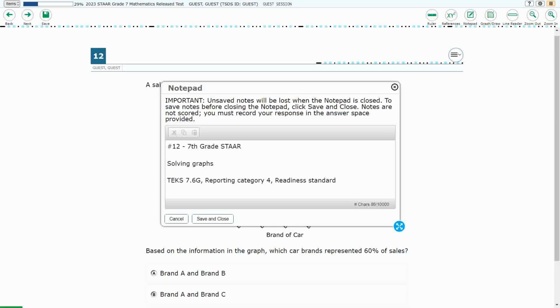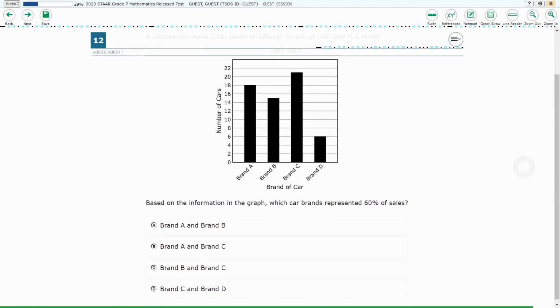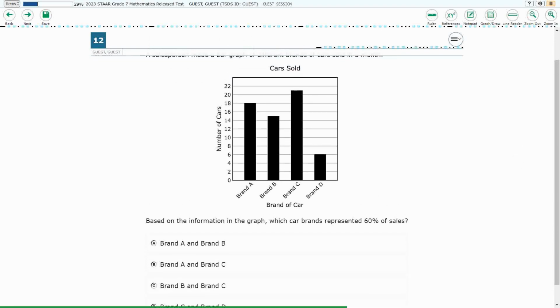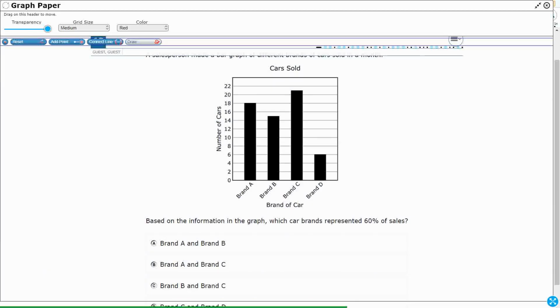For number 12, we are solving graphs. This is a readiness standard in reporting category 4, TX 7.6G. So it looks like a pretty simple bar graph, but look at what we're asked to do here. We need to find car brands that represent 60% of the sales. So first, what we need to do is label this. So brand A is 18, brand B is 15, brand C is 21. That's not that difficult. 6. We need to add these up here to see what's the total sales.